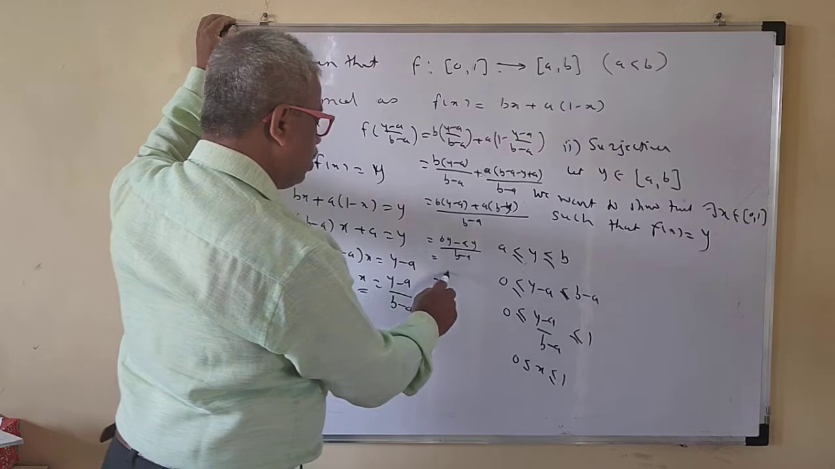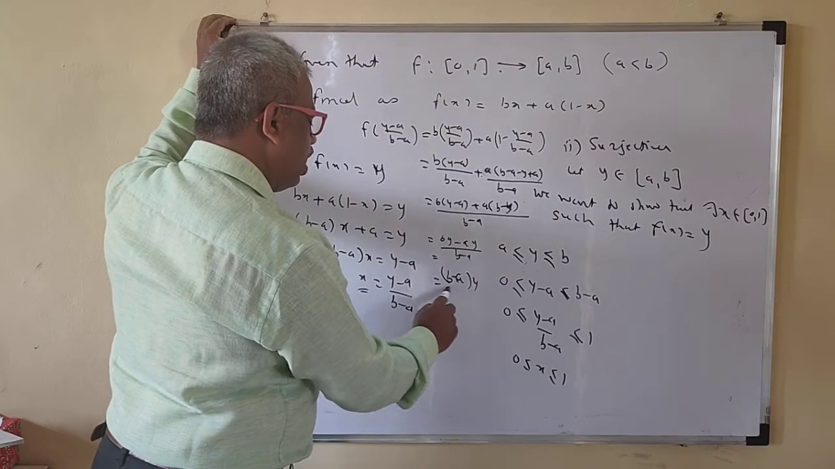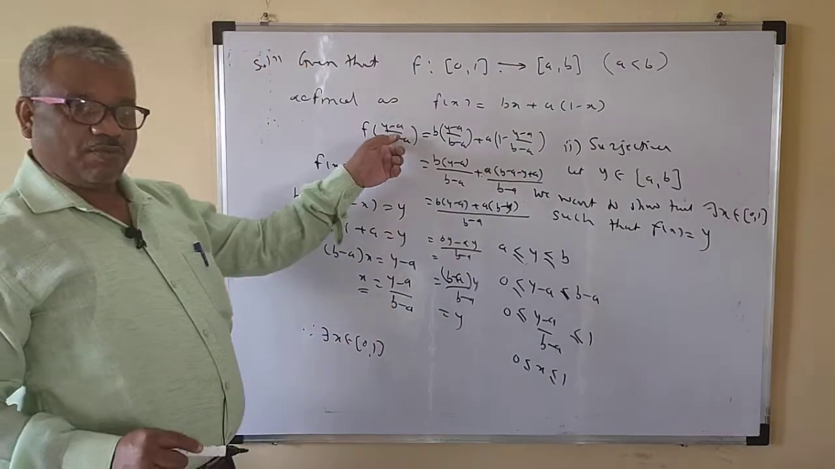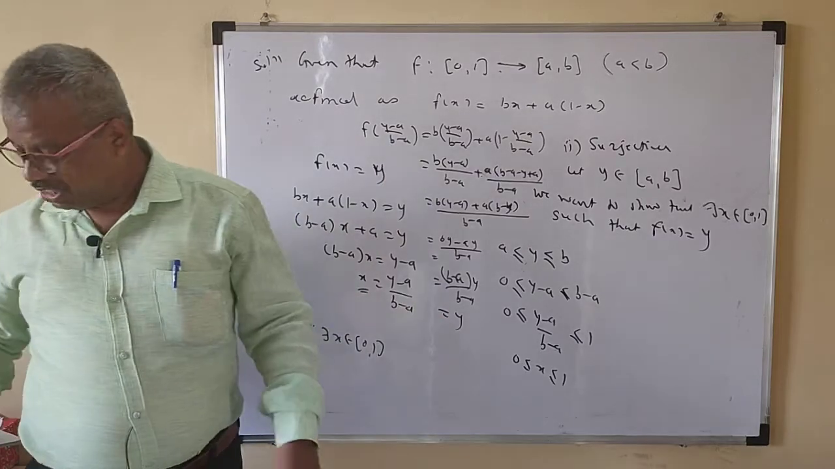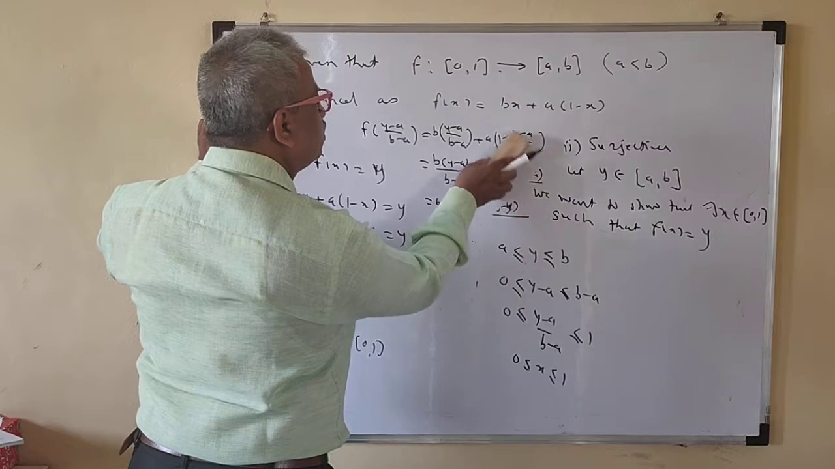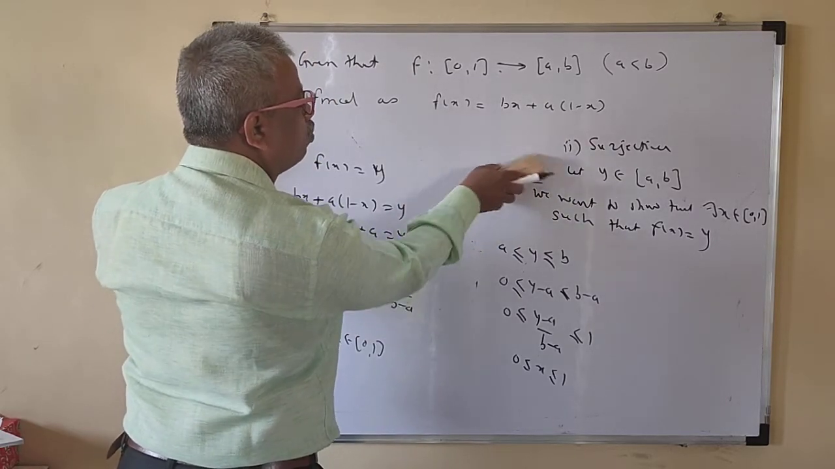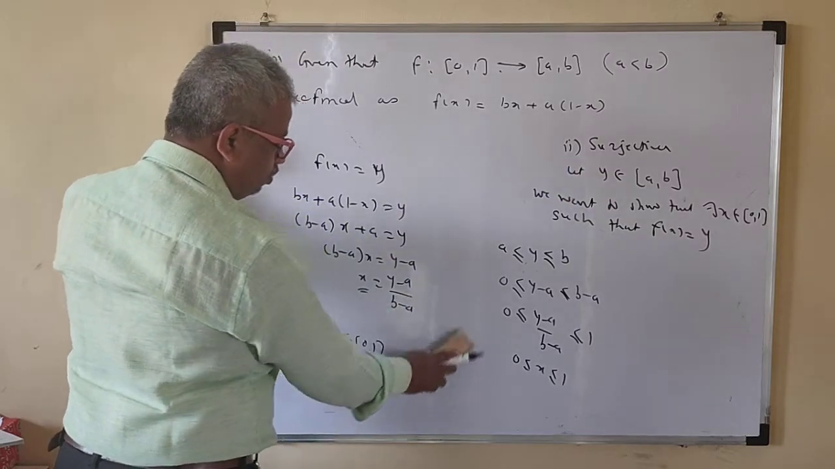Okay, so this is (b minus a) y upon (b minus a), so this is y. That means f of this is the same as y, so this is your x. X is correct now, right? So what we have proved is that this calculation is not important. Don't do this calculation. For your convenience, I have checked this.